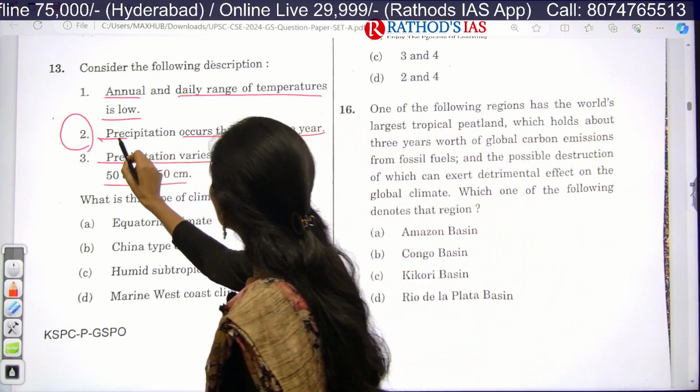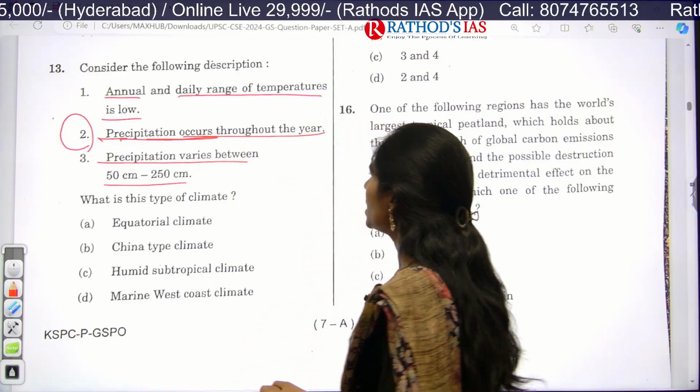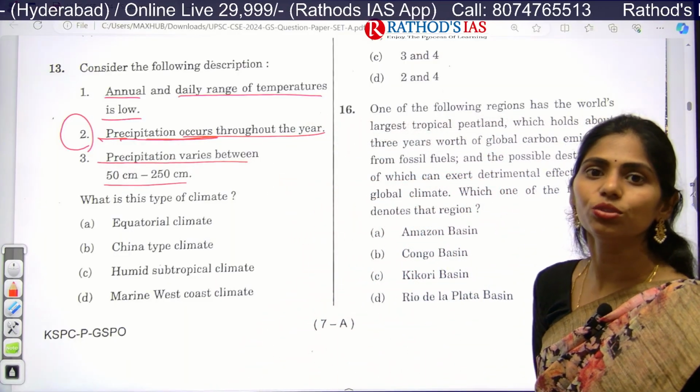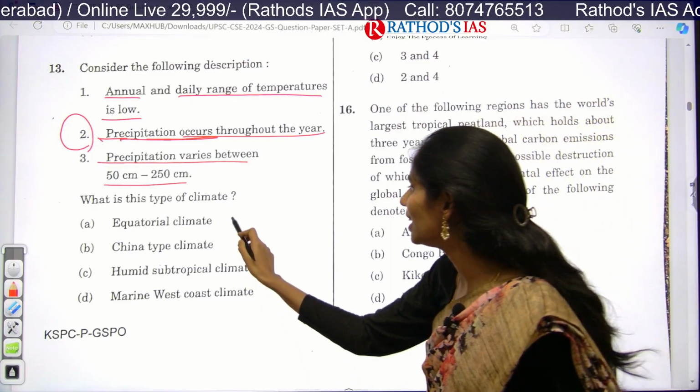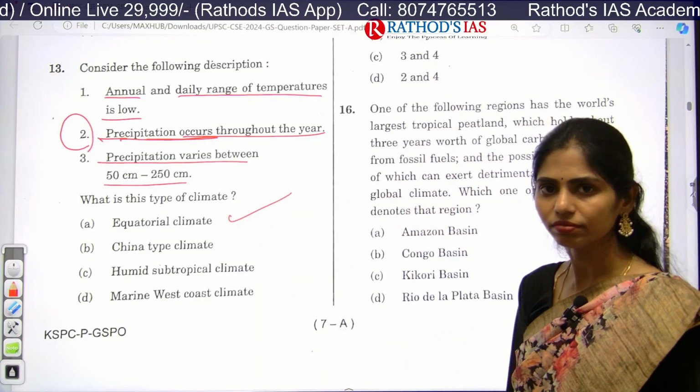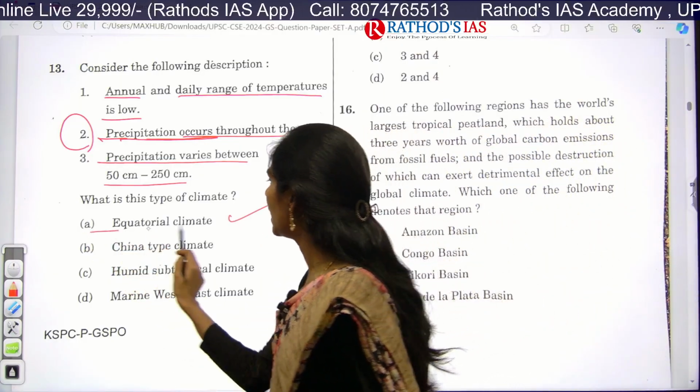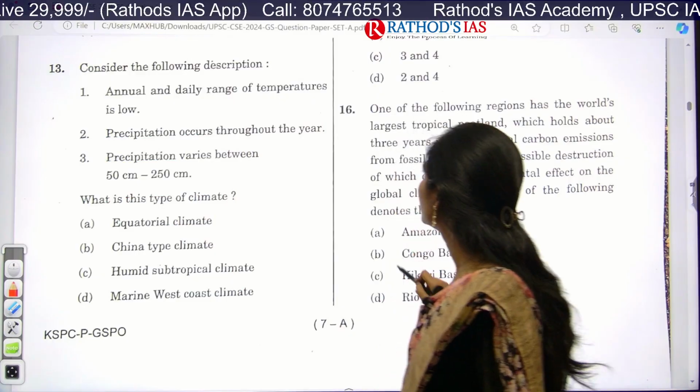So here the second statement says that precipitation occurs throughout the year. So which type of climate is it? It is equatorial type of climate. Clear? So the answer is A, equatorial type of climate.